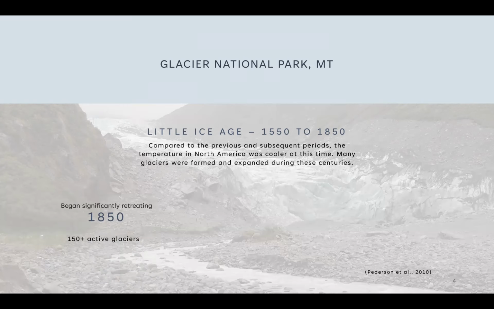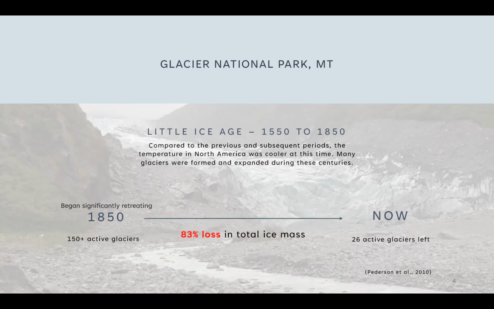Active means that they exceed 25 acres in area, and glaciers less than 25 acres are considered inactive. Of those, only 26 active glaciers remain as of today. And that is approximately a whopping 83% loss in total ice mass since the end of the Little Ice Age.